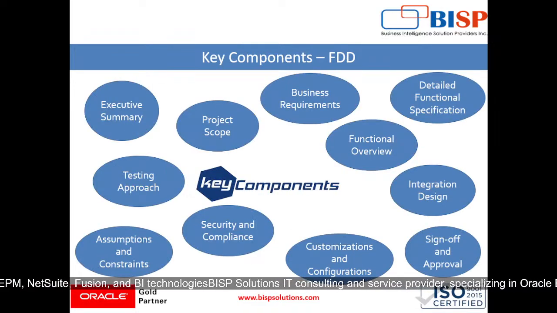Then we also understood the key components of FDD, which are executive summary, project scope, business requirements, functional overview, and detailed functional specification. Like this we understood in this particular session: functional overview, integration design, and sign off and approval, which is the last stage, and security and compliance, customization and configurations, and assumptions and constraints. Like this we also understood in making an FDD.